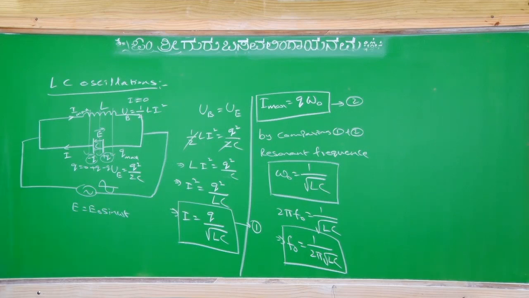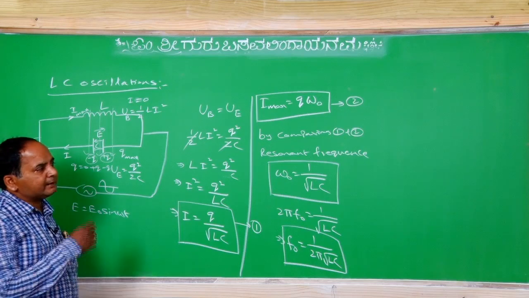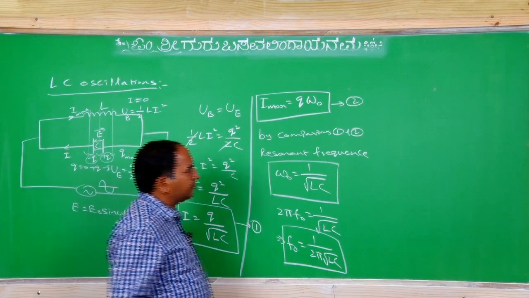Generally, LC oscillations are preferable where regular energy or regular power is required. There we prefer the LC oscillation. This is about LC oscillation.